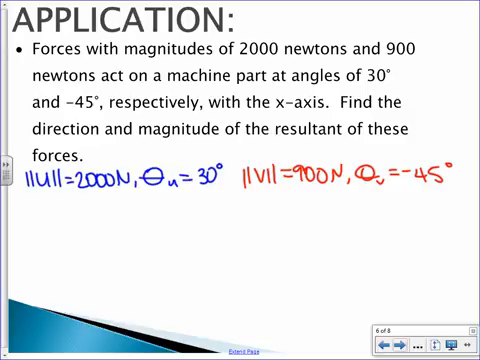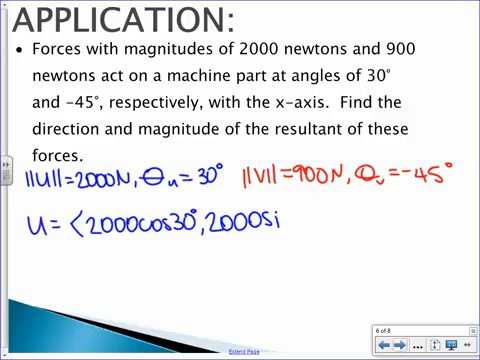Okay, so we will start with vector u. Vector u, to find its horizontal component, will be 2,000 times the cosine of 30 degrees, and 2,000 times the sine of 30 degrees for our vertical component. Okay. Kyler, what's the cosine of 30 degrees? 1/2. I'll let you try that again. Radical 3/2. Yes, radical 3/2. Times 2,000 would be? 1,000 radical 3.